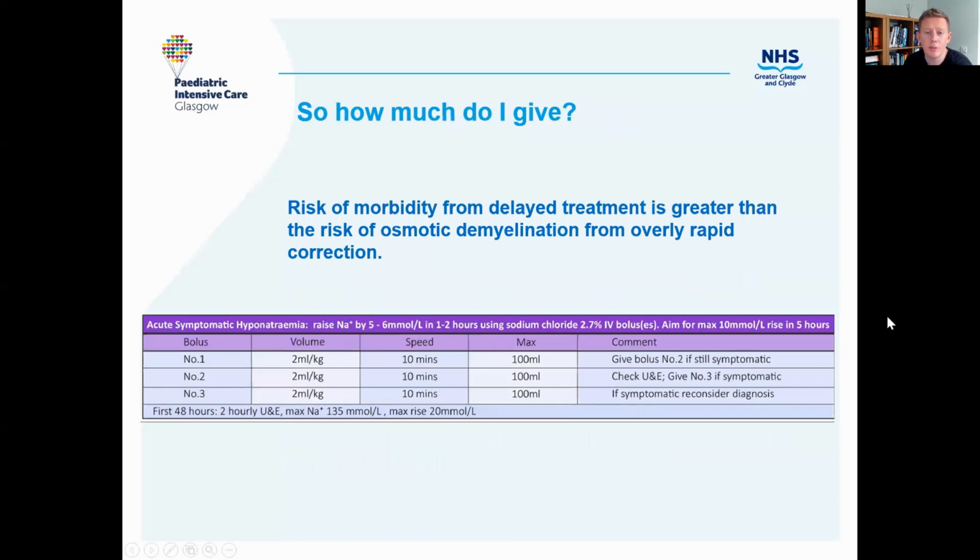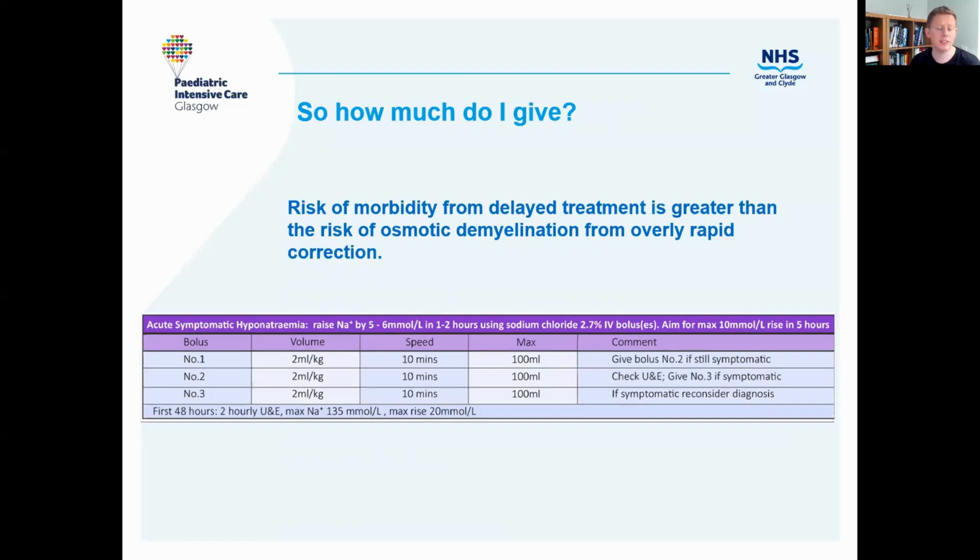So how much hypertonic saline do you want to give? Well, most places will have their own recommendation, and usually it's based on either published evidence or published guidance. And the first caveat to whatever you do, given that you're concerned about rapidly correcting sodium, is to note that the risk of morbidity from delayed treatment is greater than the risk of any osmotic demyelination problems from an overly rapid correction. Seizures are not good for the brain, and it's really important that we try to treat the underlying problem.